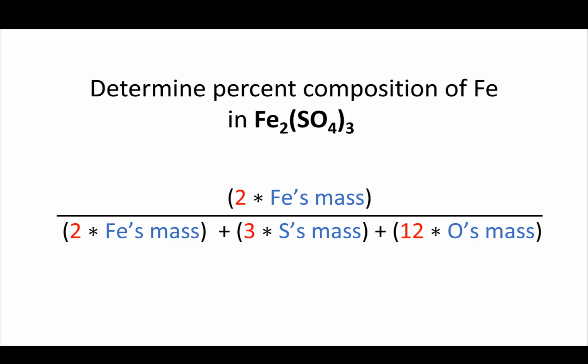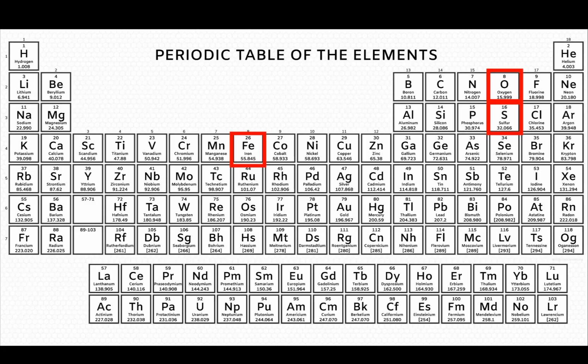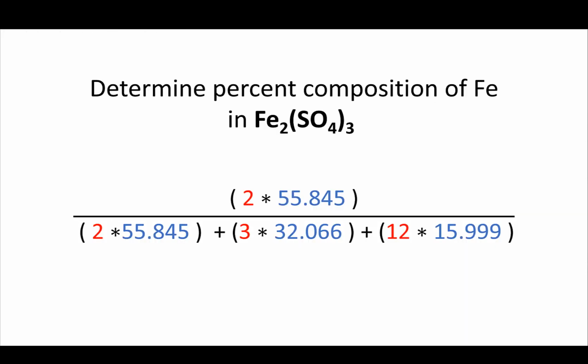In this case, we have 2 copies of the iron atom. We have 3 copies of this whole thing, and that means we have 3 sulfurs, and 4 times 3 oxygens. So in this case, we have 2 irons, 3 sulfurs, 12 oxygens, because that's 4 times 3. Now, all we have to do is look these up on the periodic table. Iron, sulfur, and oxygen. Iron is about 56, sulfur is about 32, oxygen is about 16. So we plug those numbers in.